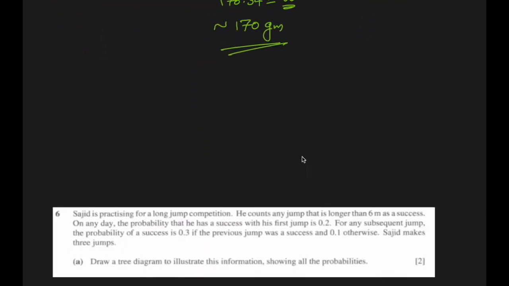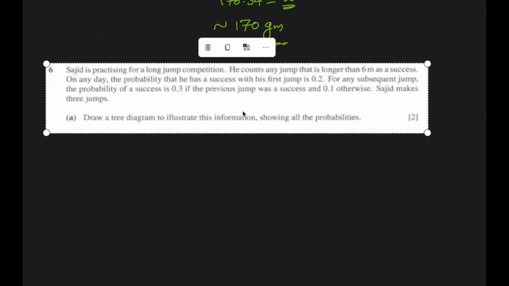Moving on to the next question, which is number 6. Sajid is practicing for a long jump competition. He counts any jump that is longer than 6 meters as a success. On any day, the probability that he has a success with his first jump is 0.2. For any subsequent jump, the probability of a success is 0.3 if the previous jump was a success. That is important. And 0.1 otherwise, meaning if it was a failure. Sajid makes 3 jumps. Draw a tree diagram.